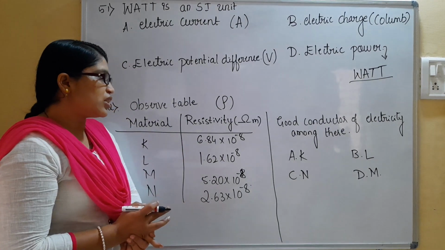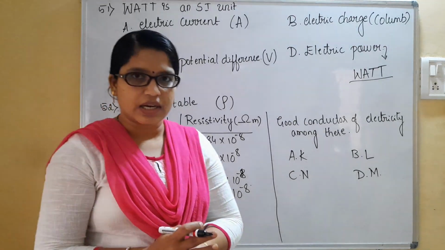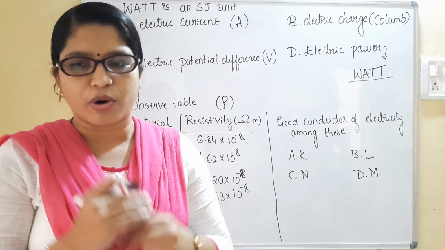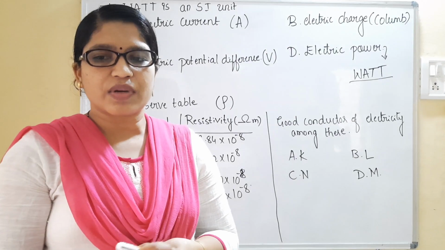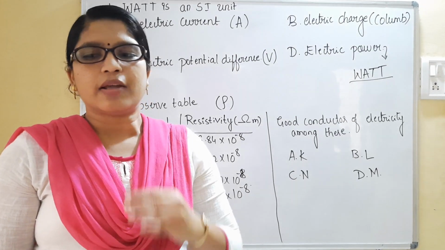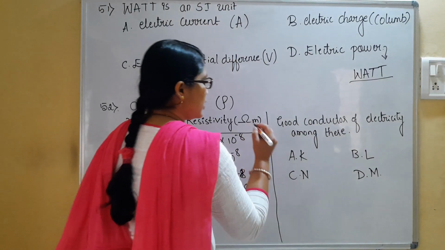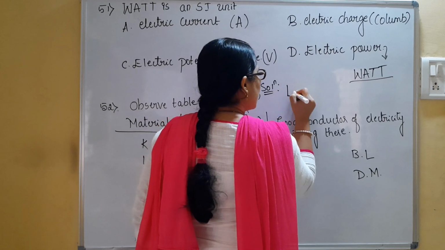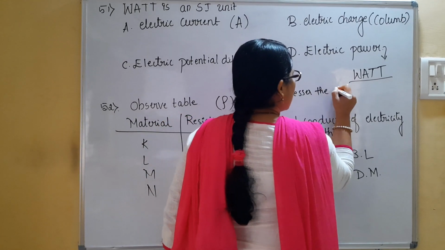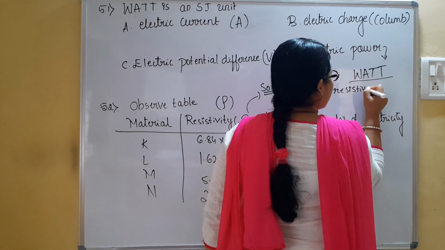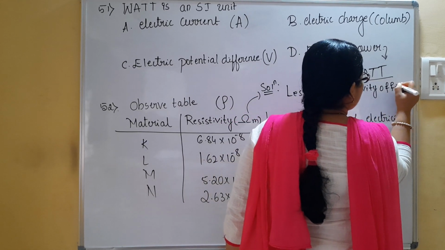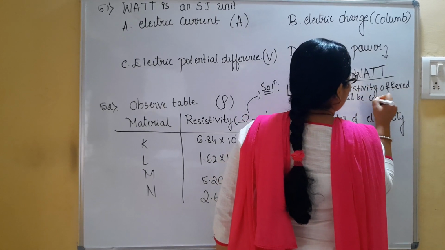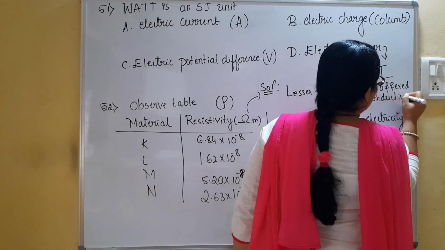We know that resistivity is inversely proportional to conductivity. If you increase the conductivity, what will happen? Resistivity almost decreases. So the lesser the resistivity, the more will be the conductivity. I can write here with respect to the solution for this question: lesser the resistivity offered, more will be the conductivity.